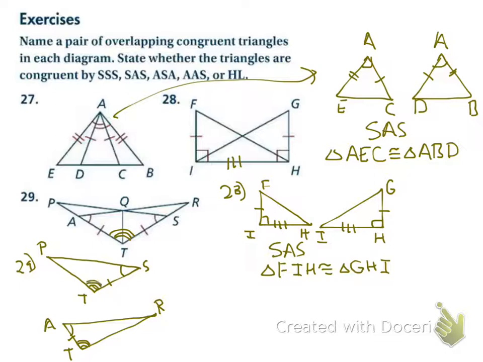So that's going to be an angle, side, angle, triangle TSP for the top. So I went from the three-lined to the single angle to the non-marked angle. On the bottom one, that would be TAR.